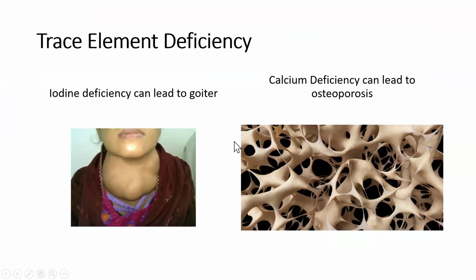I have 2 conditions here that show you what happens when there is a deficiency in some of these trace elements. Iodine deficiency can lead to goiter. Goiter is an enlargement of the thyroid gland. When you don't have enough iodine in your diet, the thyroid gland gets bigger, trying to compensate for a lack of iodine. Now, iodine deficiency is not the only cause for goiter. There are other reasons a person can have an enlarged thyroid. However, iodine deficiency related goiter is not a problem in North America.